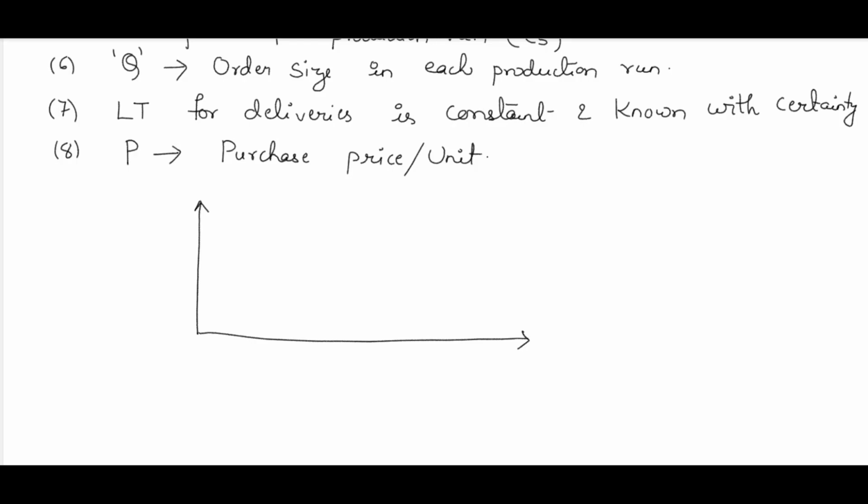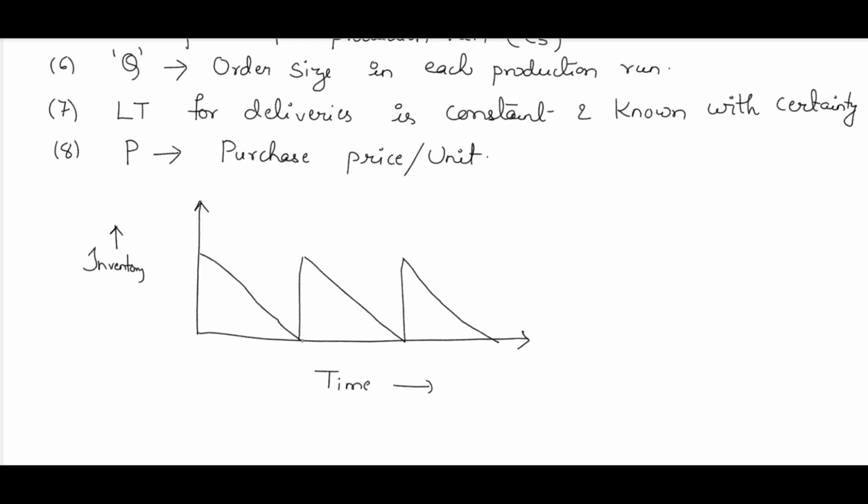Earlier we have drawn a cost versus EOQ. Now Q versus time we are drawing this curve. Q is the order size in each production run and T here is the time. The y axis is our inventory versus time. So this Q I'll write down here. So we are assuming that Q is constant. So that's why this is a basic EOQ model.